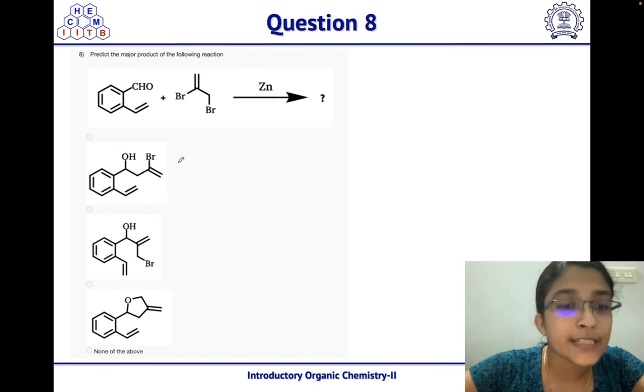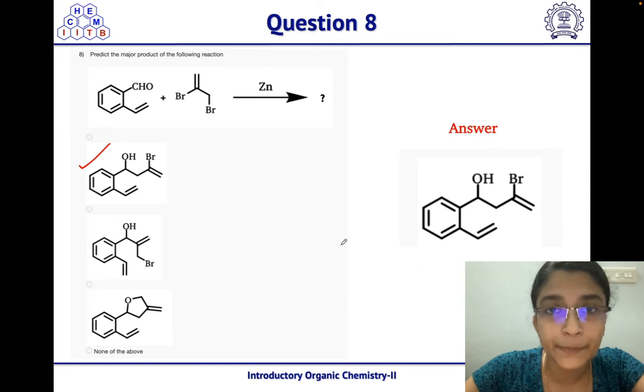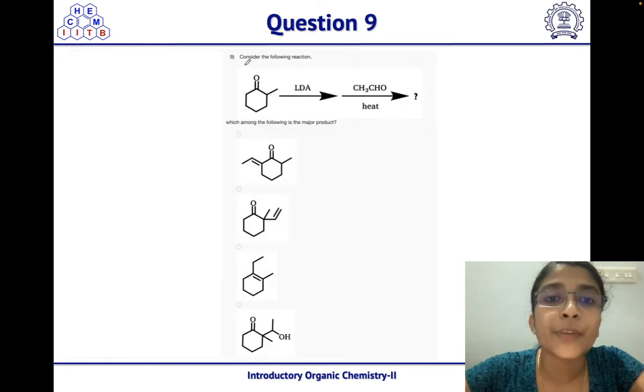So we will get the species. So out of these 3, this will be the right answer. So the correct answer is first option A. Now we will move on to question number 9. So here consider the following reaction.